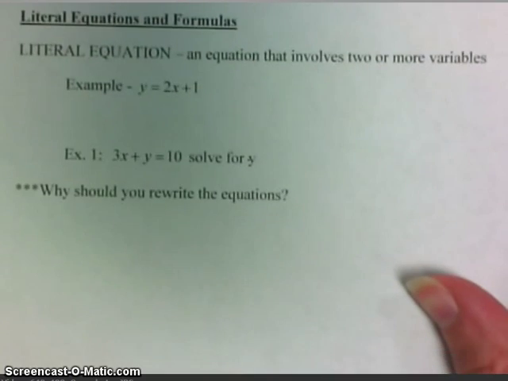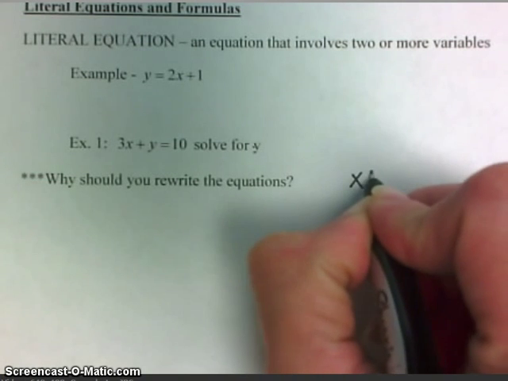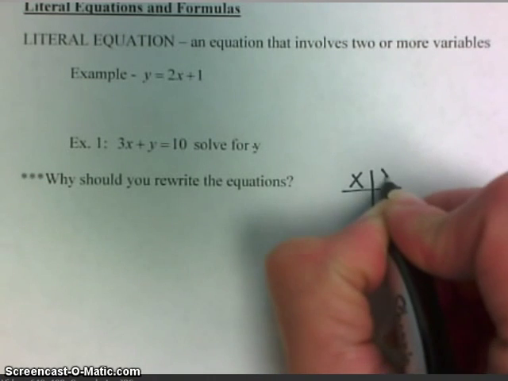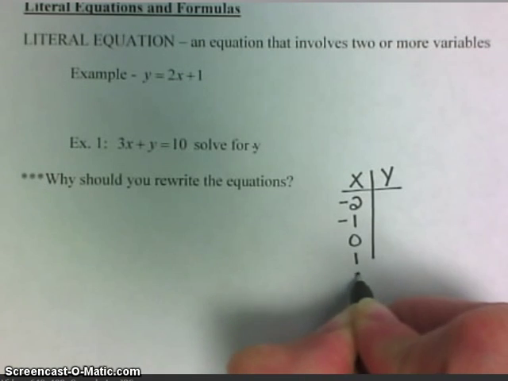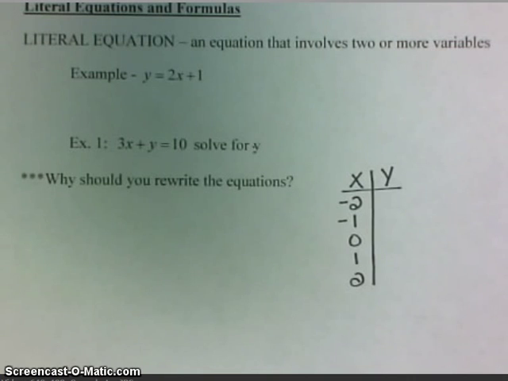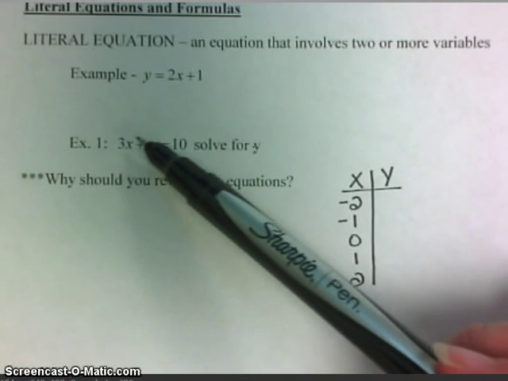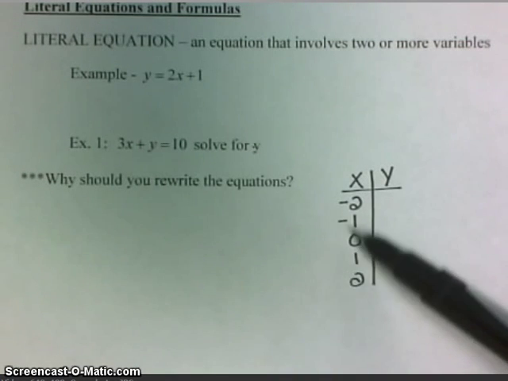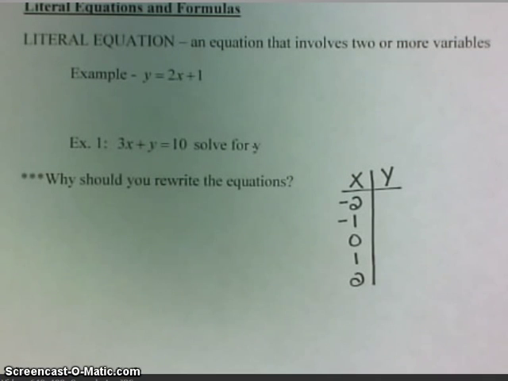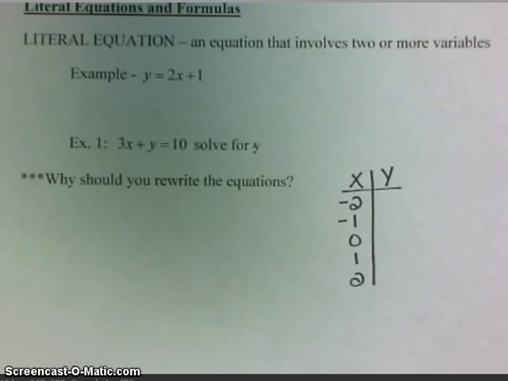Well, if I were to give you values of x and ask you for y, I could give you a table. I don't want you to write this, but I just want you to think, because you all have seen this before. If I gave you a table of values and told you that x was equal to these 5 values, and I want to know what's y, you're going to have to plug -2 in for x, solve for y. Then plug -1 in for x, solve for y. Plug 0 in for x, solve for y, and so forth. So basically you're going to have to solve for y 5 times.